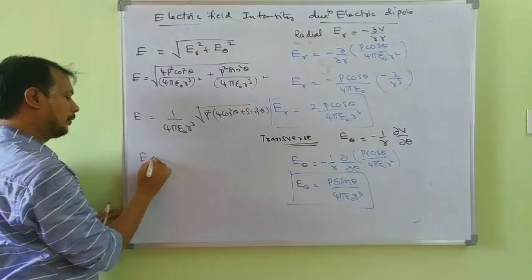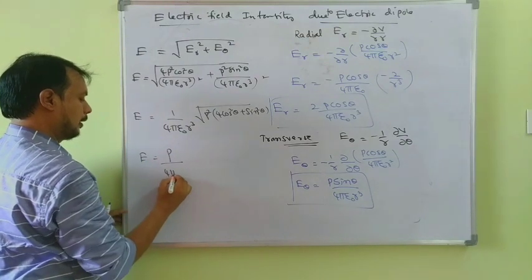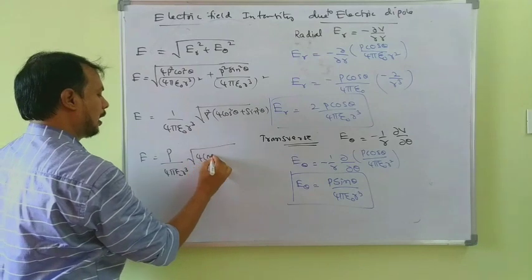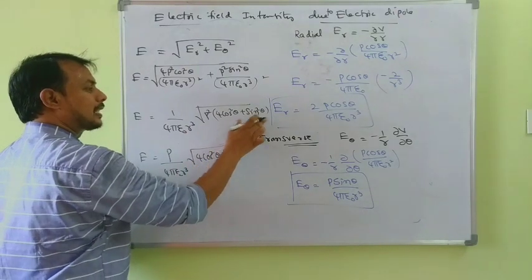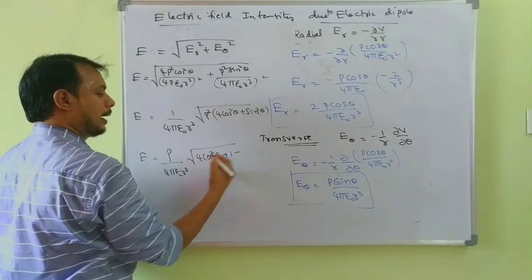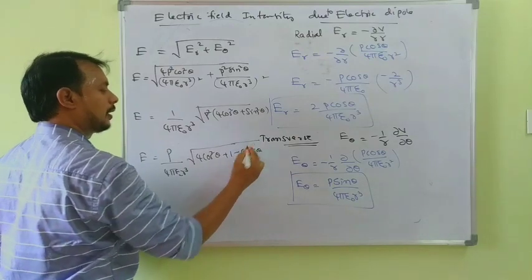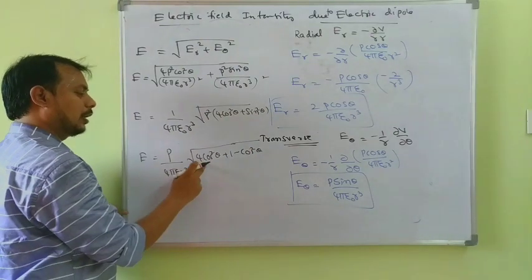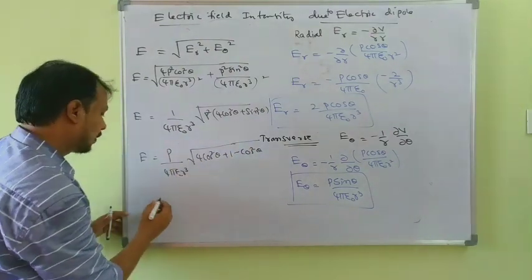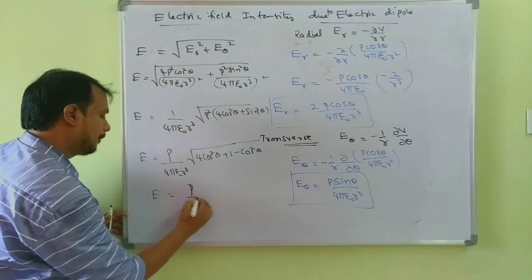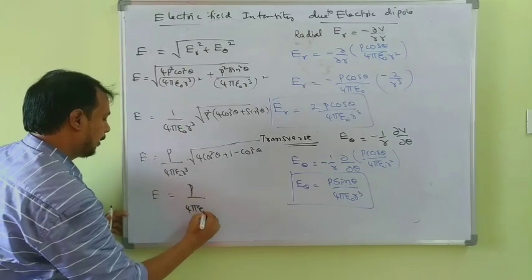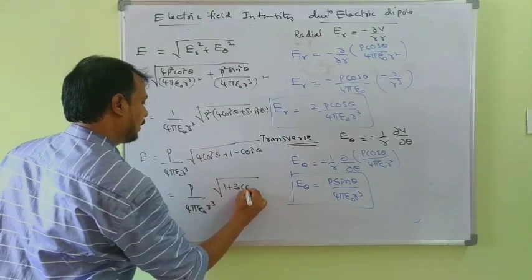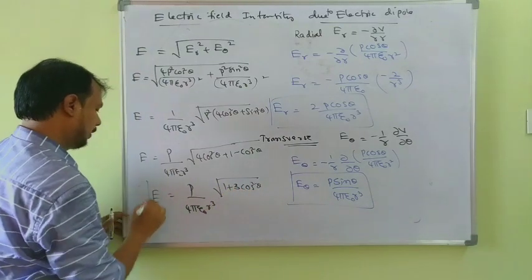P also you can take out of the root, that is P by 4 pi epsilon naught R cube root over 4 cos square theta plus sin square theta. Sin square theta can be written as 1 minus cos square theta, since sin square theta plus cos square theta has value 1. So 1 minus cos square, 4 cos square minus cos square. So the resultant electric field becomes P by 4 pi epsilon naught R cube root over 1 plus 3 cos square theta.